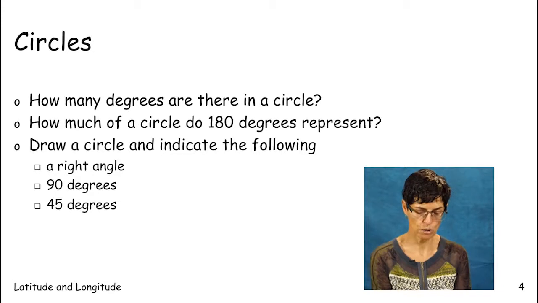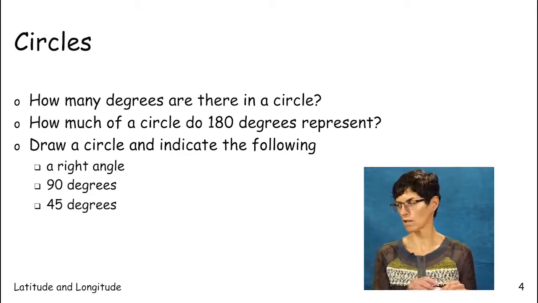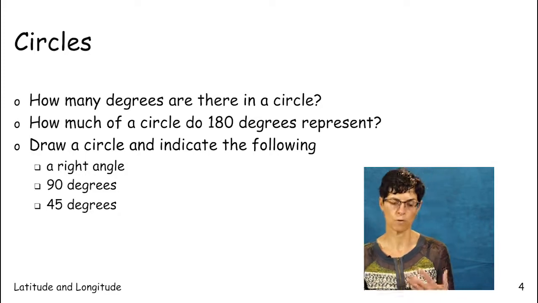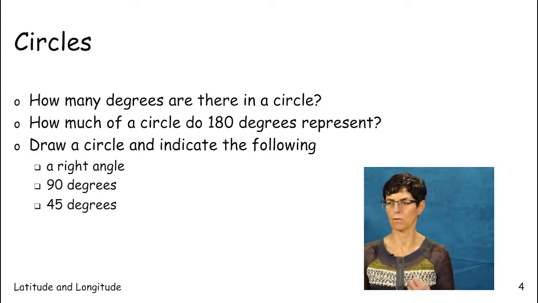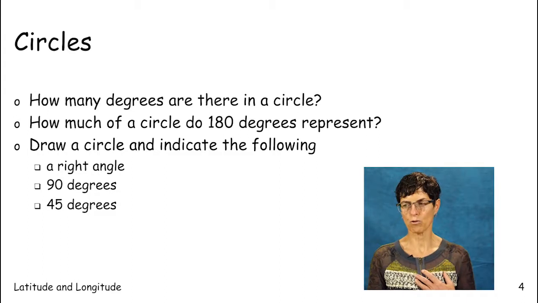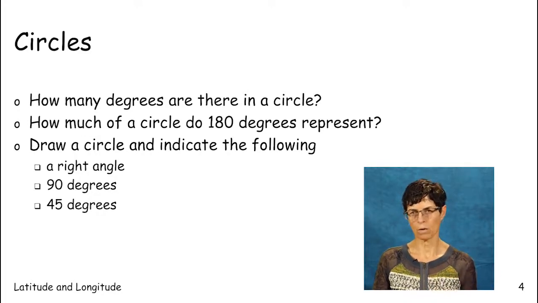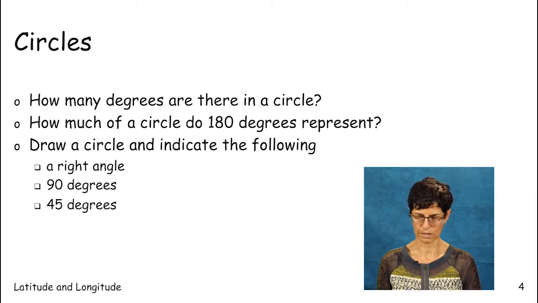So first, let's talk about circles. As the Earth is a sphere, or approximately a sphere, we need to understand a few basic characteristics of circles. For example, we need to know how many degrees of angle there are in a full circle, how much of a circle 180 degrees represents, and we should know what a right angle is, what a 90-degree angle is, and what a 45-degree angle is.